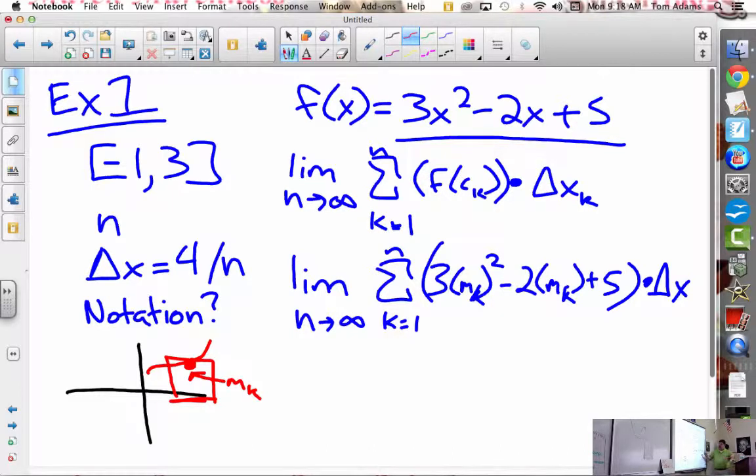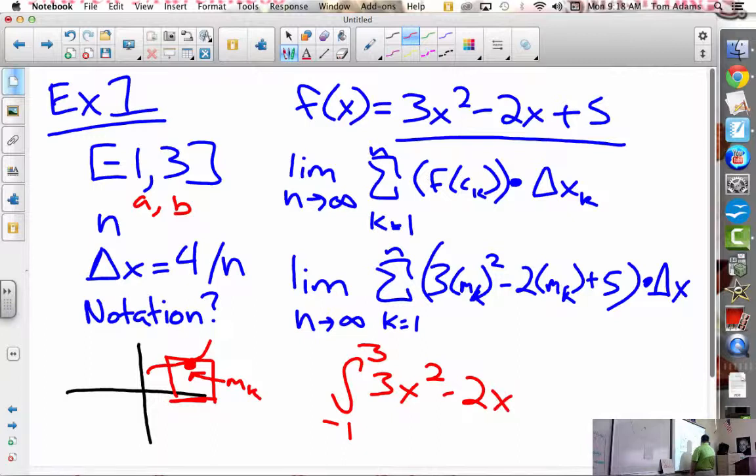So now, this is the same thing as, what's our lower boundary? This is like a comma b. -1 to 3 of our function f of x, which is 3x squared minus 2x plus 5. Now, we say times delta x, or dx.